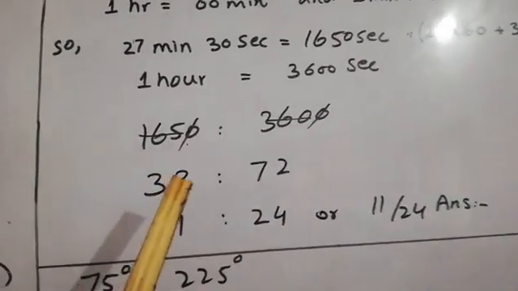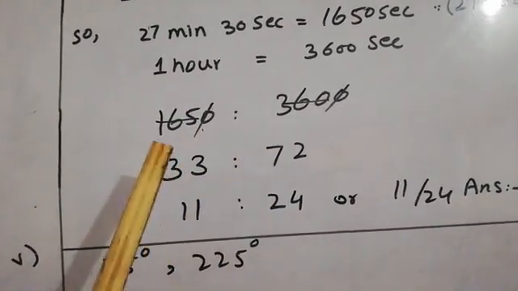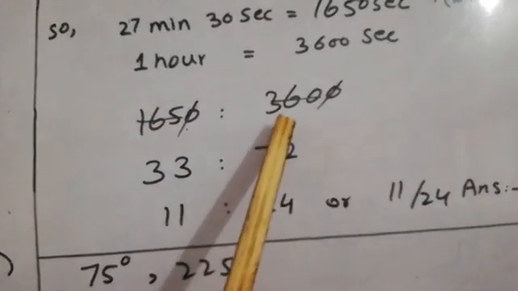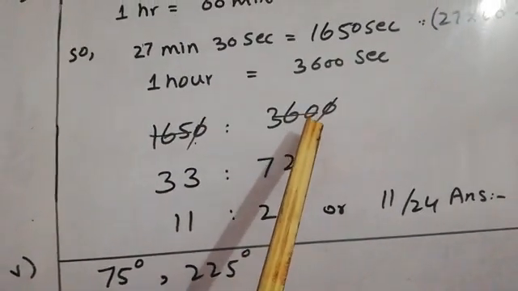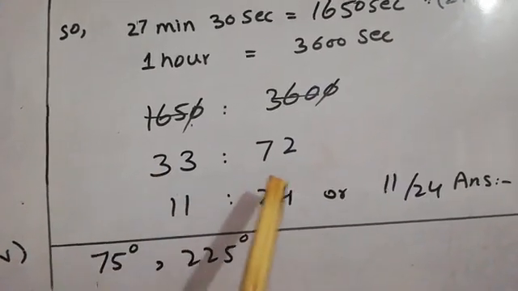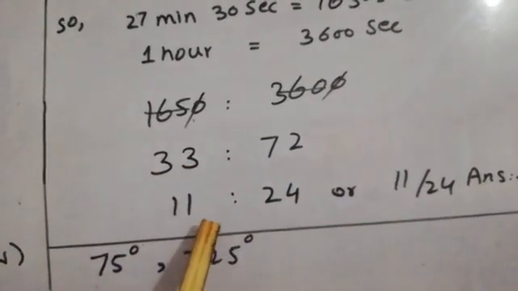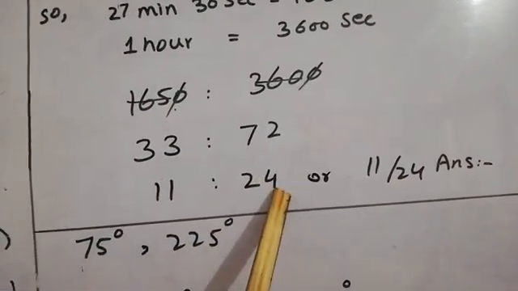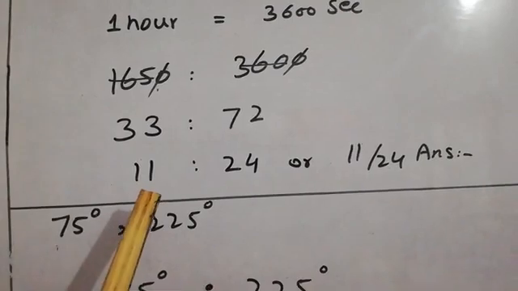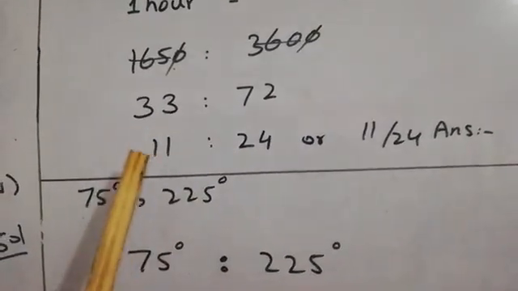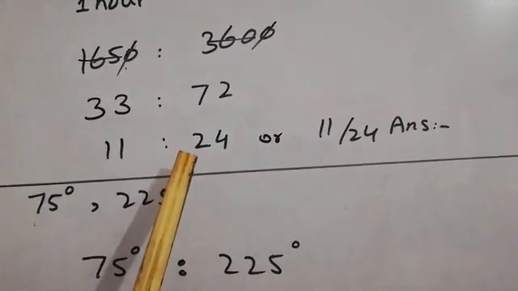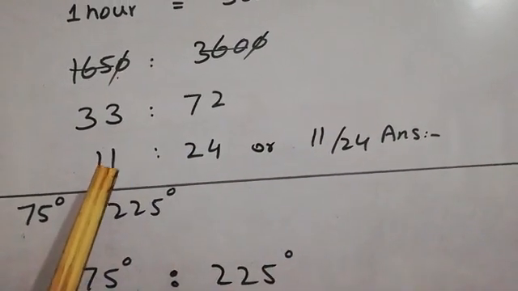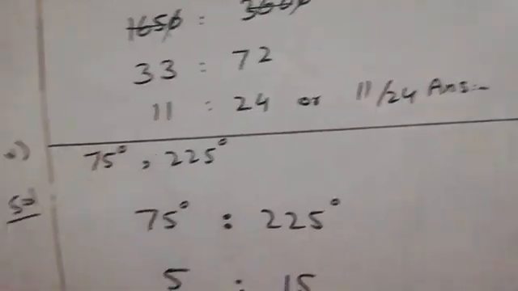The zeros will cancel each other. Now we will divide these two quantities by 5. 5 3s are 15, 5 3s are 15, 5 7s are 35, 1 carry, 5 2s are 10. Now again these two can be divided by 3. 3 1s are 3, 3 1s are 3, 3 2s are 6 and 3 4s are 12. So the ratio is 11:24. This cannot be simplified more. So we can write the answer 11:24, or in fraction form it will be written as 11/24.